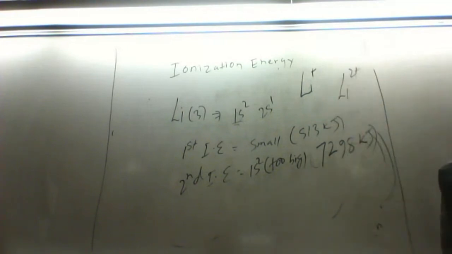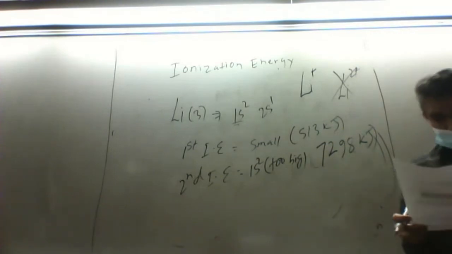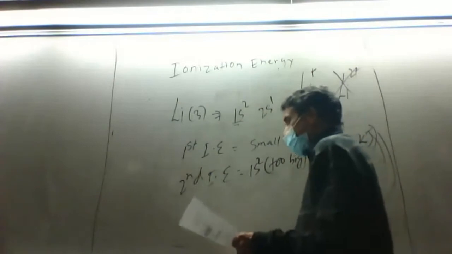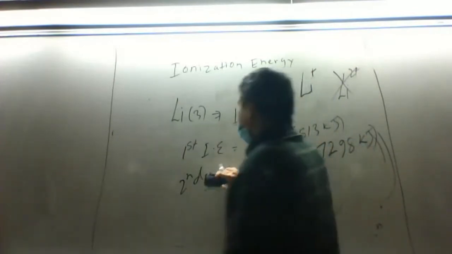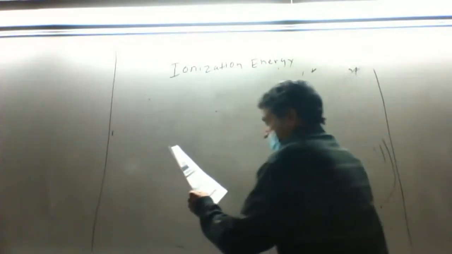So it is almost impossible to remove the second electron from lithium, because I need to give that much energy. Make sense? Good. From second to third, there is not much higher, because once you remove one, another is easy to remove. So that's okay. The second ionization energy is too big in lithium.